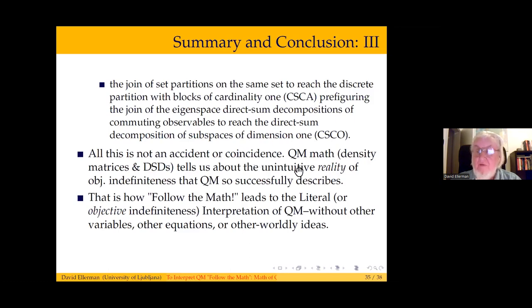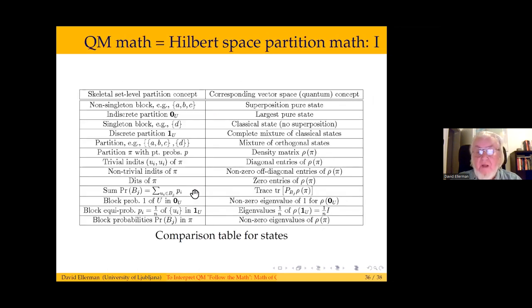We've seen that the mathematics of quantum mechanics, looked at the right way, is just the Hilbert space version of the partition math, and partition math is a way to describe indefiniteness and definiteness. And thus, this follow-the-math approach leads to this literal or objective indefiniteness interpretation of quantum mechanics without other variables. In other words, unlike Bohmian equations, unlike spontaneous localization, not to mention many otherworldly ideas.